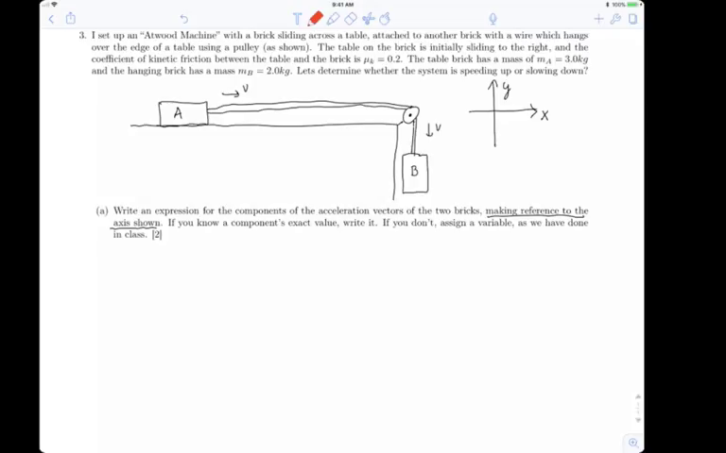I set up an Atwood machine with a brick sliding across the table, attached to another brick with a wire that hangs over the edge of the table. The table brick is initially sliding to the right, and the coefficient of kinetic friction between this brick and the table is 0.2. The table brick has a mass of 3.